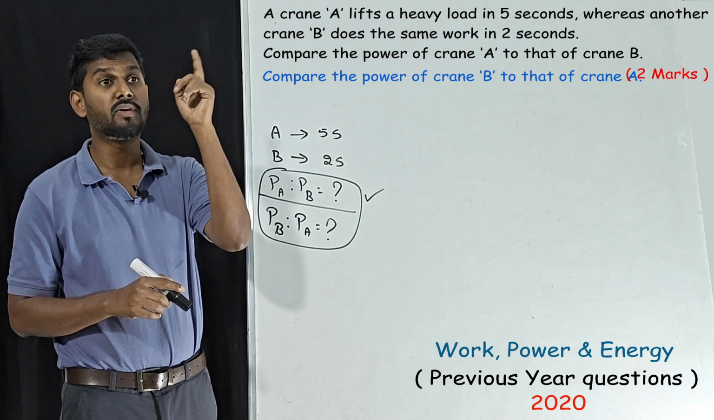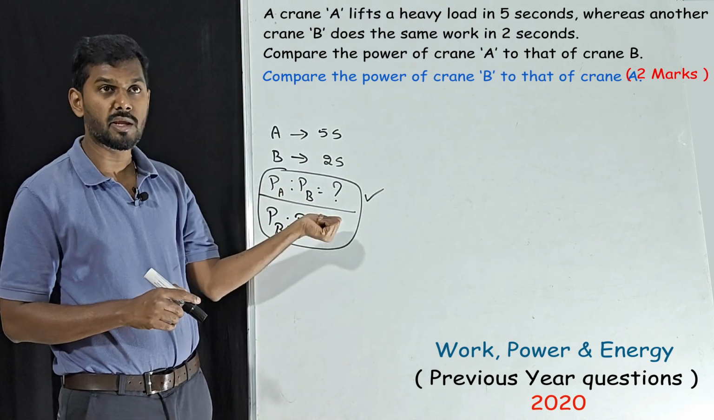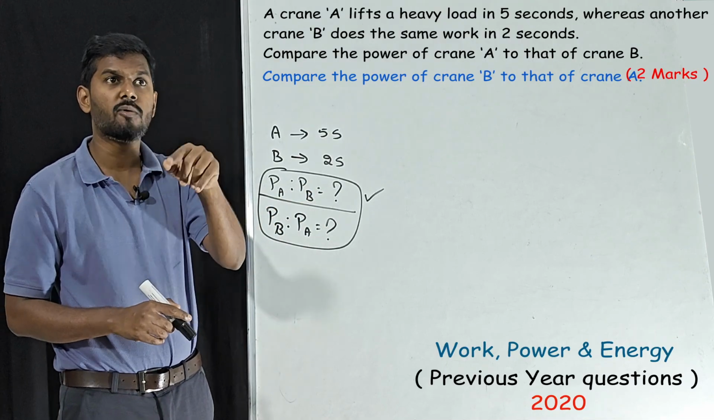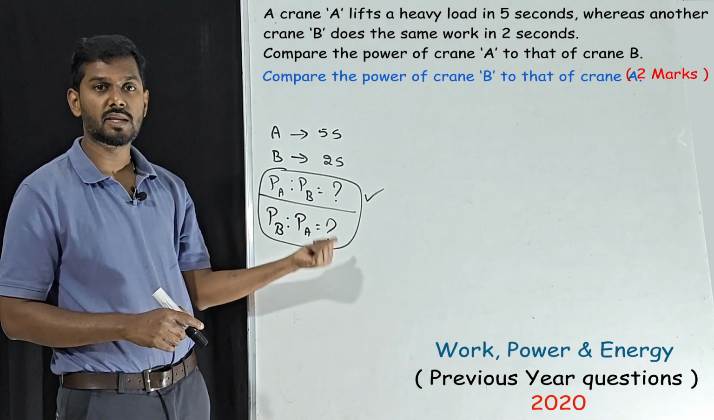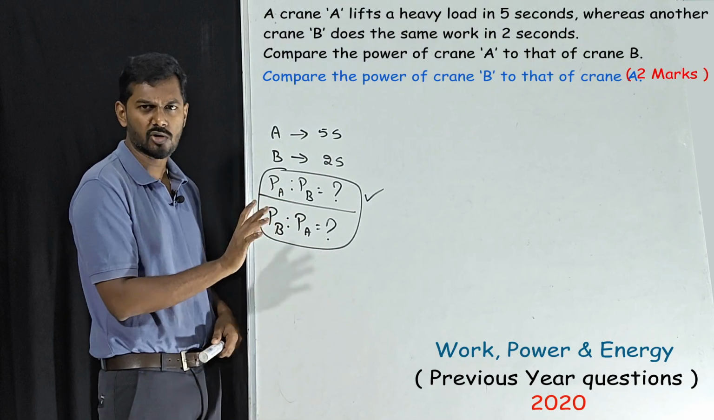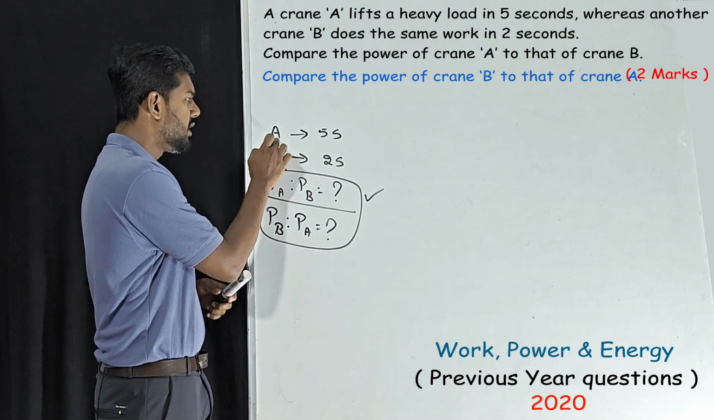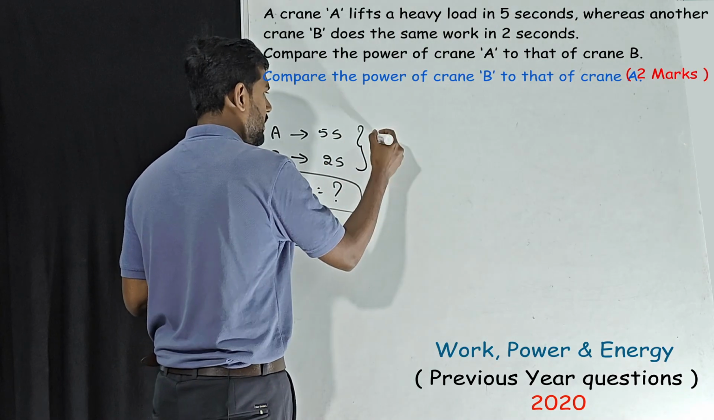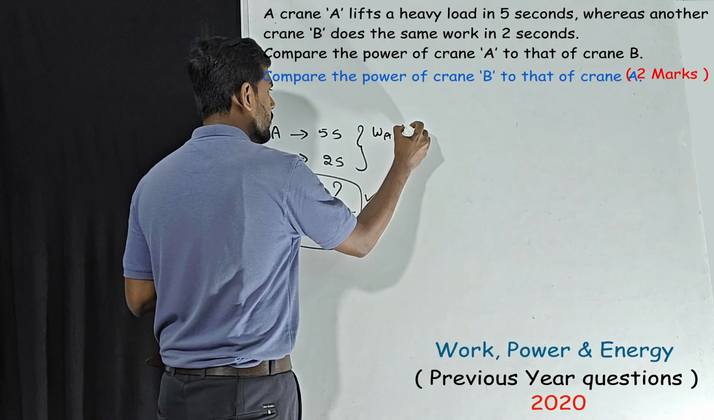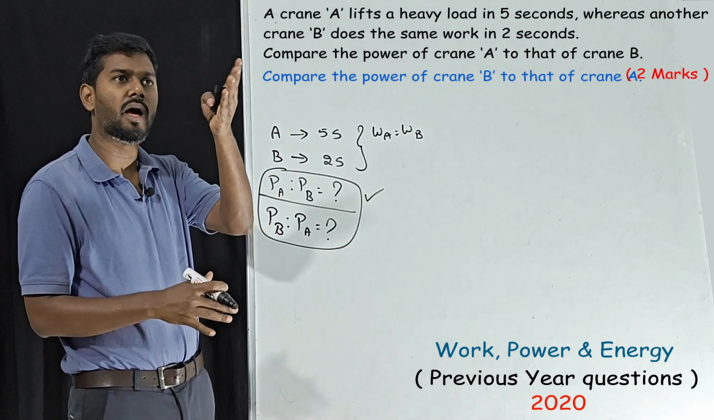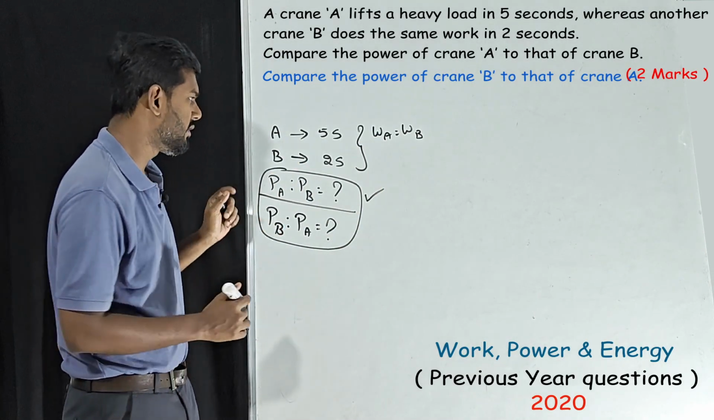Compare the power of crane A to crane B, then this is what we are going to find. If they change the question, compare the power of crane B to crane A, then we have to find this one. How to find these two, I'm going to teach you at the end. Don't worry. First, both are doing the same work, so work done by A is equal to work done by B. This is what we need to understand. If you write in this way, answering these kinds of questions is very easy.